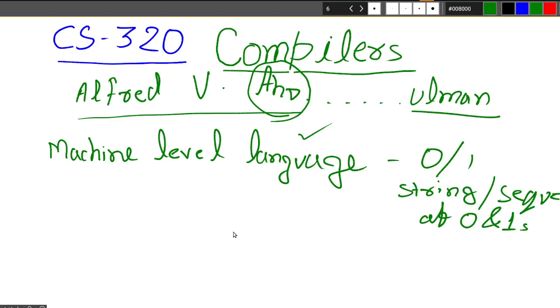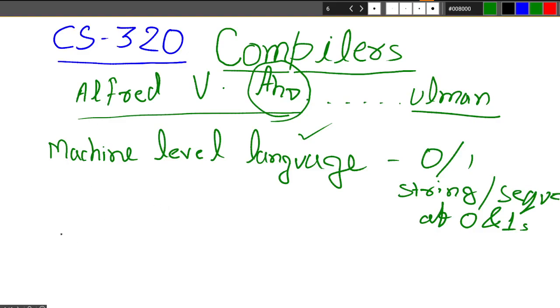Any other problem? One problem is definitely understanding, and whenever you need to change something in this code, it is very difficult to find the position where you have to change, right? So writing such code was difficult. Later on, we came to something we call assembly level language.